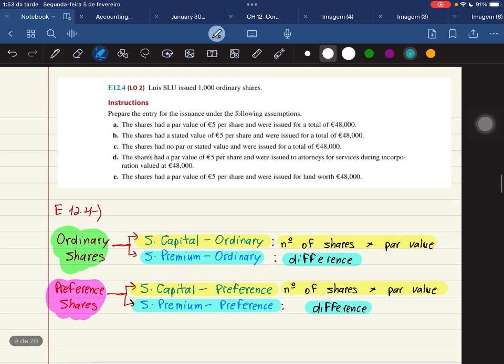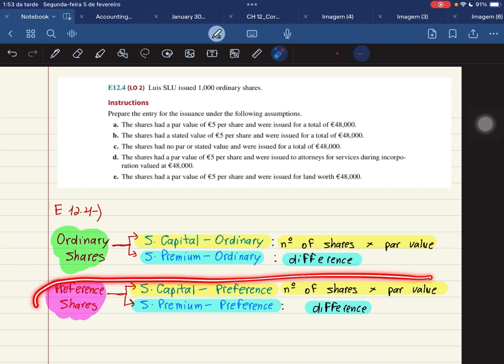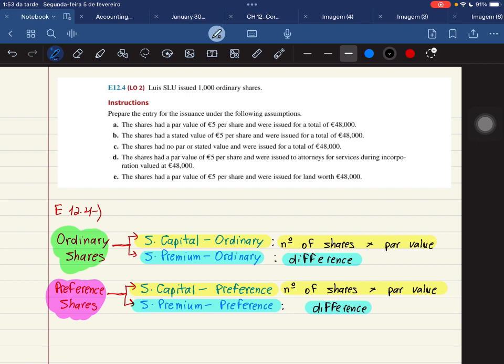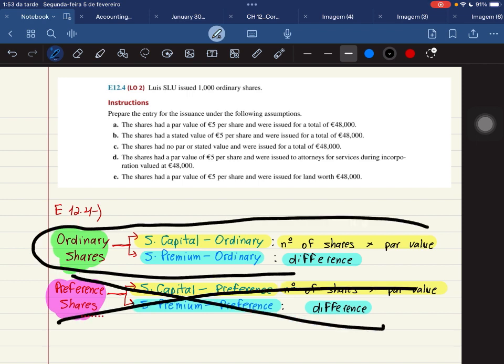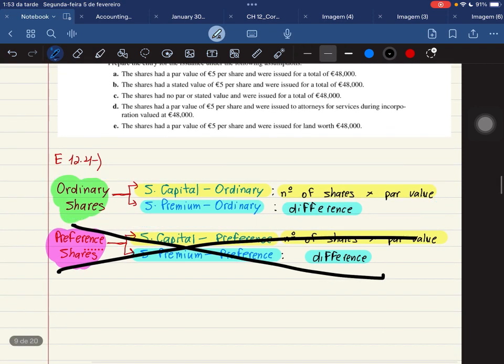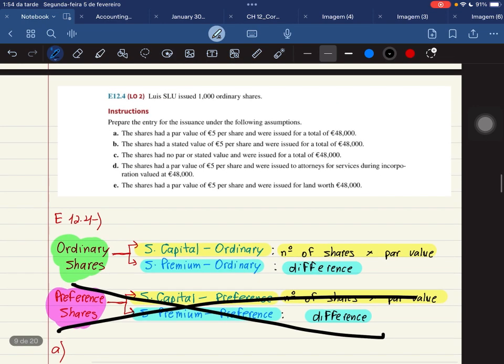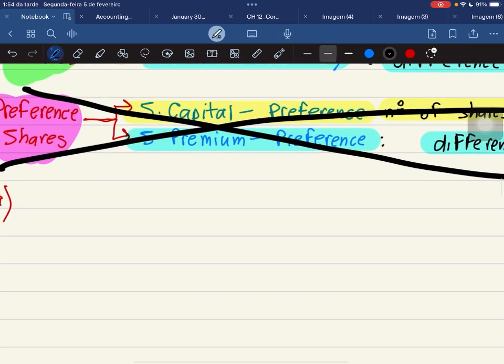All right, so in this case over here, they issued 1,000 ordinary shares, which means that in this exercise we are not doing this part, right? Because we're not issuing preference shares. We are only going to be paying attention to this part over here because we are issuing ordinary shares. Okay, so let's start now. A. The shares had a par value of 5 per share and were issued for a total of $48,000.